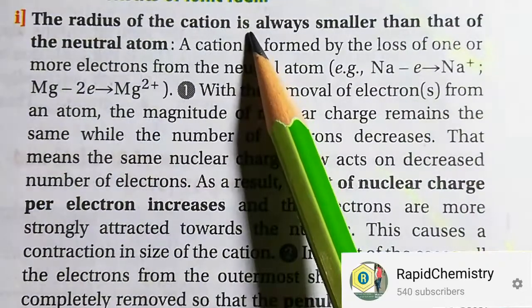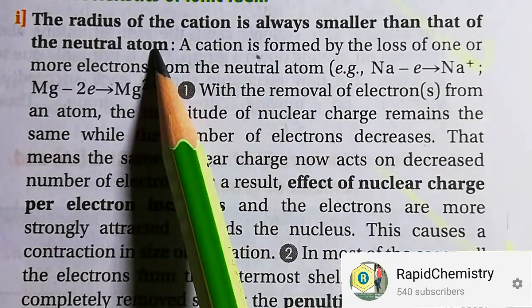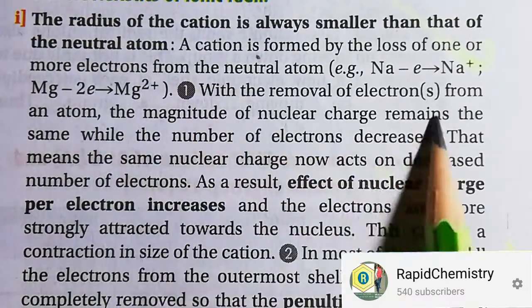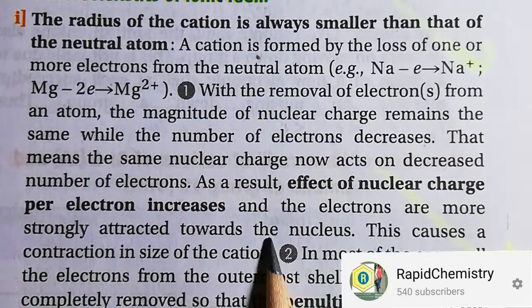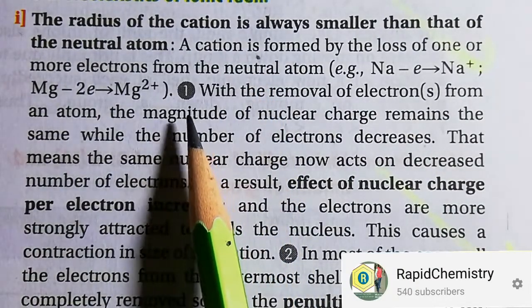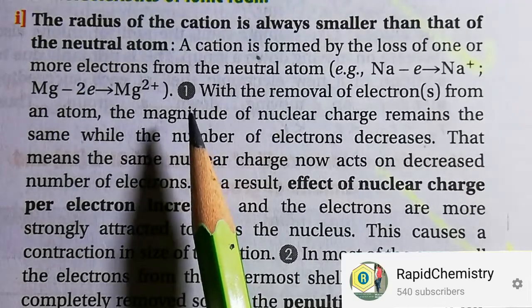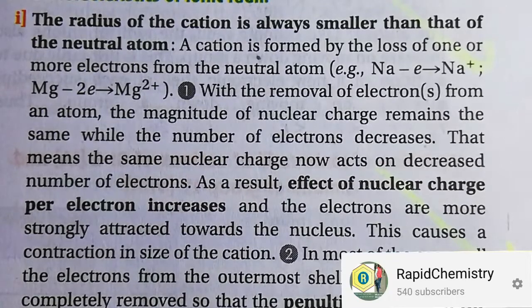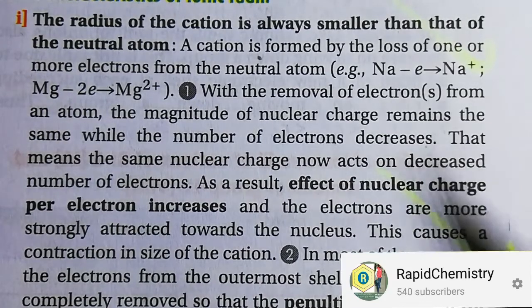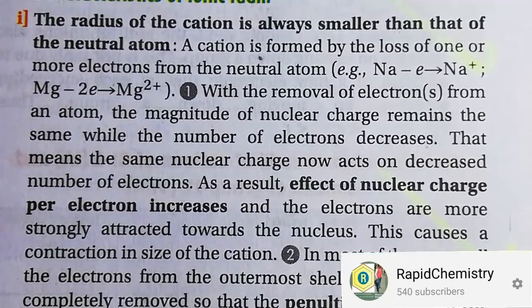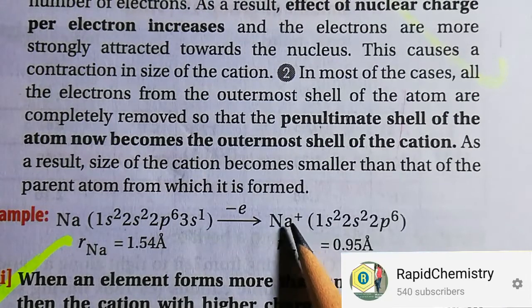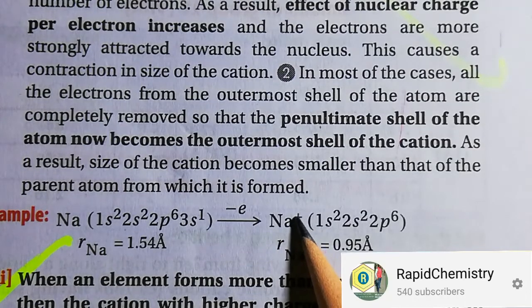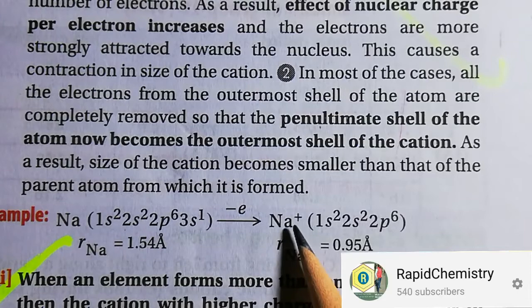The radius of the cation is always smaller than that of the neutral atom, as we have discussed for the sodium atom and ion, and that can be explained on the basis of two facts. The first one is, if the electrons from the outermost shell are totally lost, one shell is decreased, and that's why the size must decrease. And number two, if the cation is formed, in the cation comparatively protons are more than the number of electrons, and that will exert more attraction towards the nucleus, and that's why the size decreases.